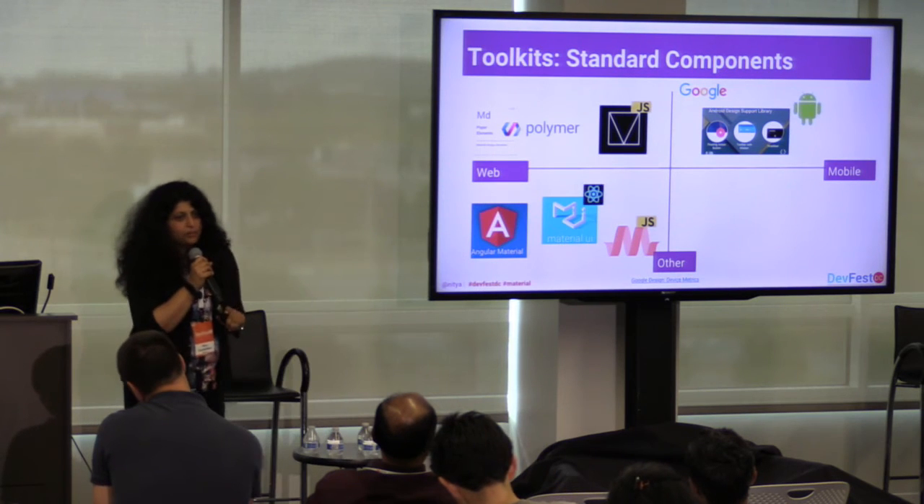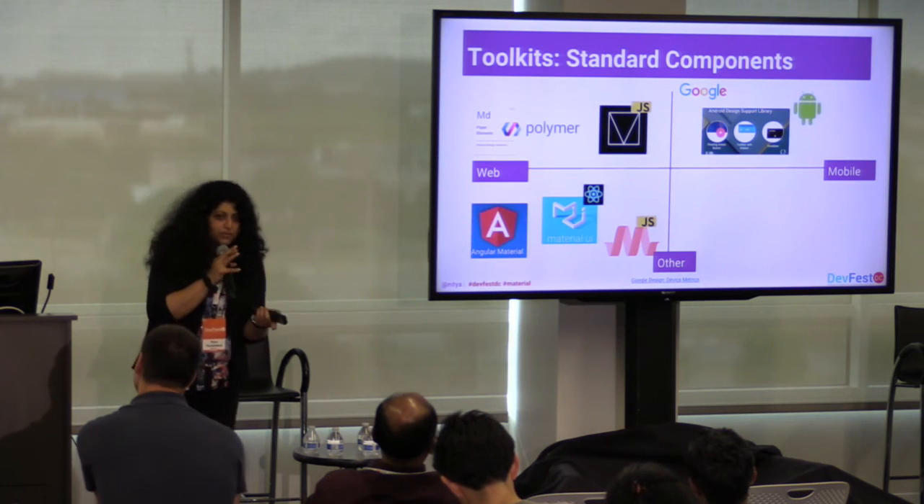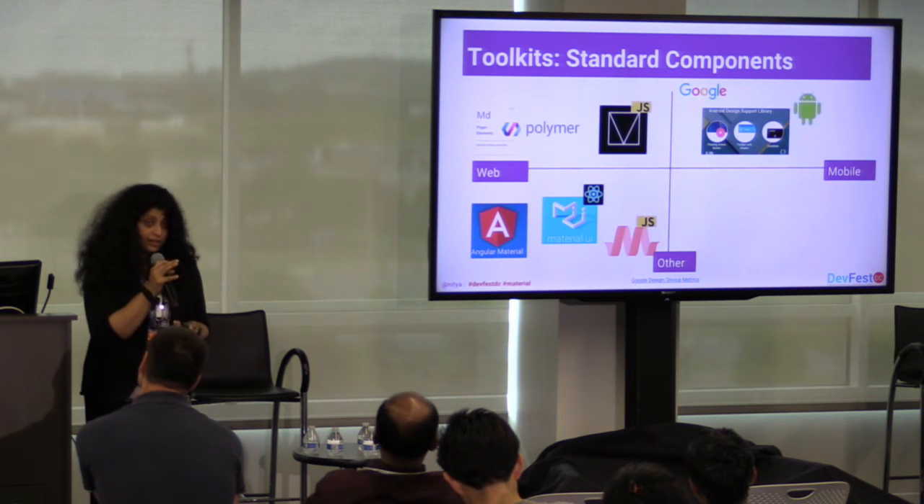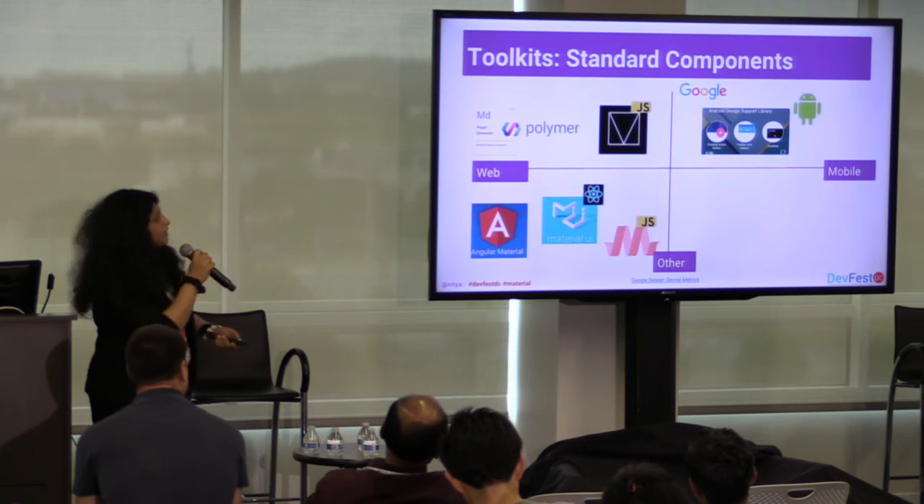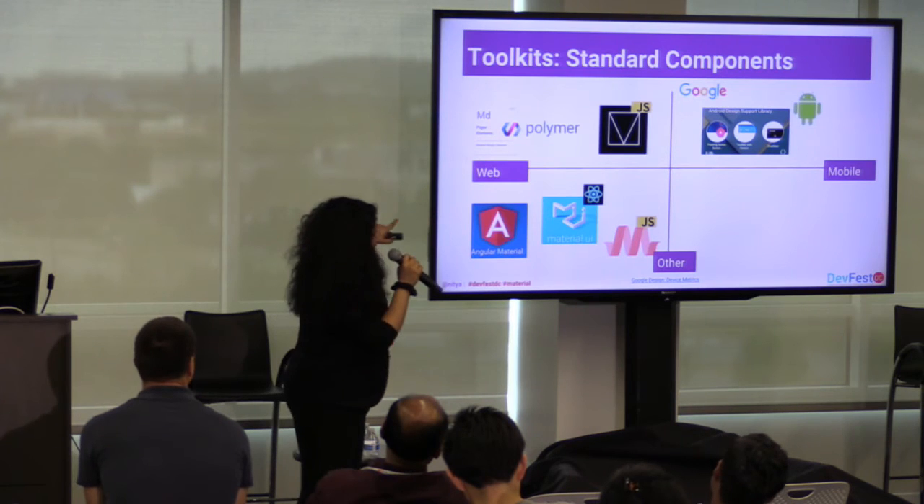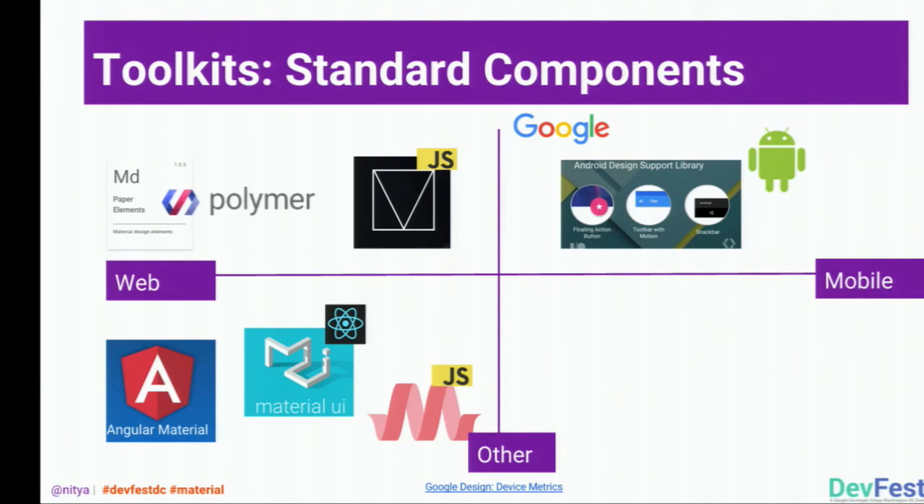But I really wanted to talk about, now if I understand the principles of material design and I want to use it in my particular product, what do I do? So if you can read this, on the x-axis it's mobile versus web. On the y, it's Google versus everyone else. So I want a quick show of hands, just to see how many of you know all of this stuff. How many of you know about the Android Design Support Library? Okay, how many of you know about Material Design Lite? Yes. Polymer and paper elements? Angular material? Material UI?